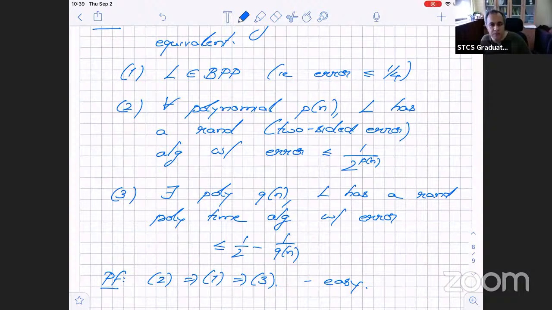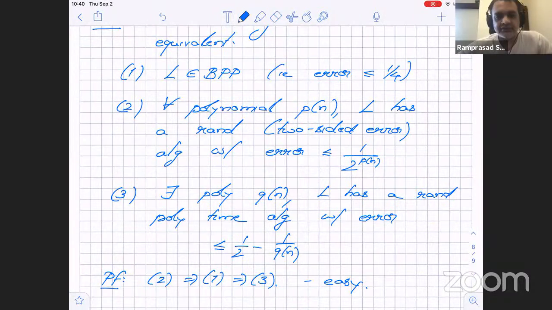Yeah, so in 2, when we write that for every polynomial P of n, L has a randomized algorithm with error, and so on, do we mean when it is allowed to run for P of n time? No. The algorithm might run for a longer polynomial amount of time. For every polynomial, there's a different algorithm which possibly takes another polynomial amount of time, possibly larger than P of n, and gets this.